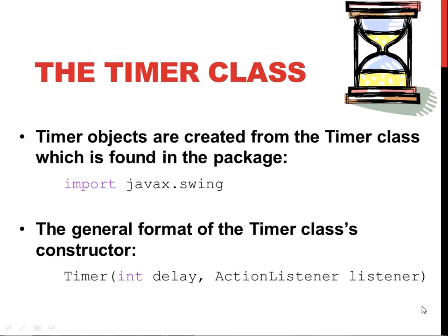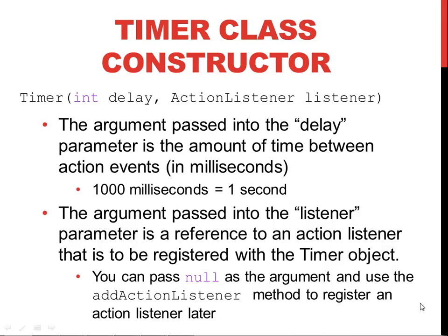The timer class. Timer objects are created from the timer class, which is found in the package import javax.swing. The general format of the timer class's constructor is Timer(int delay, ActionListener listener). Let's take a closer look at the timer class constructor. The argument passed into the delay parameter is the amount of time between the action events in milliseconds. 1000 milliseconds is equal to 1 second.